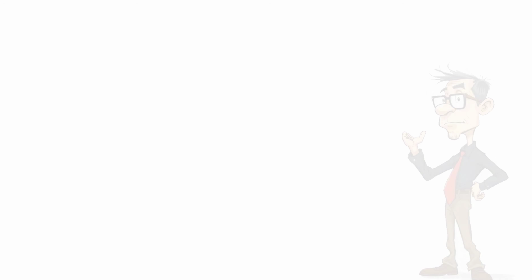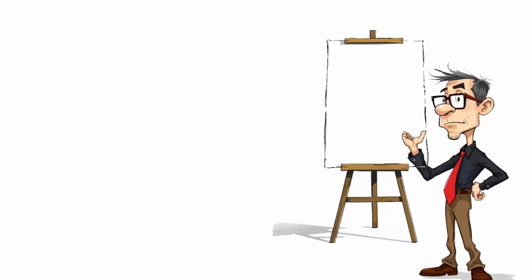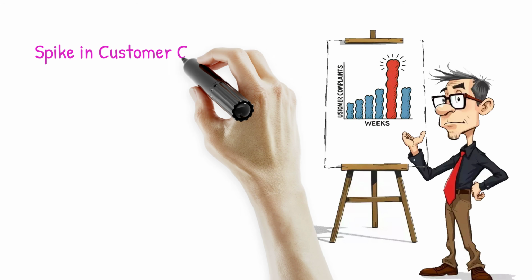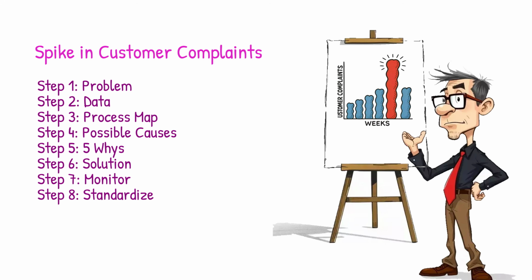Section 6. Real-world example. Let's say a company notices a spike in customer complaints about late deliveries. Step 1. Problem. Delivery delays increased by 15% in the last quarter. Step 2. Data. Most delays are from one warehouse. Step 3. Process map. Shows bottleneck in order picking. Step 4. Possible causes. Staff shortage, system downtime, inaccurate inventory.